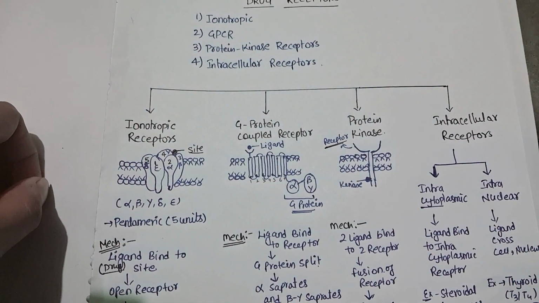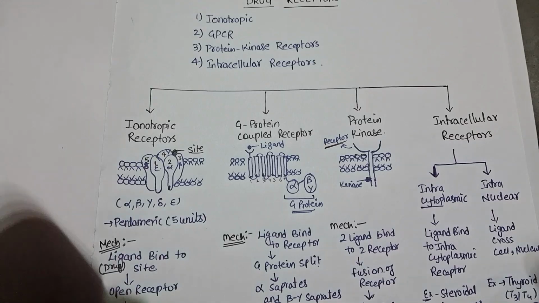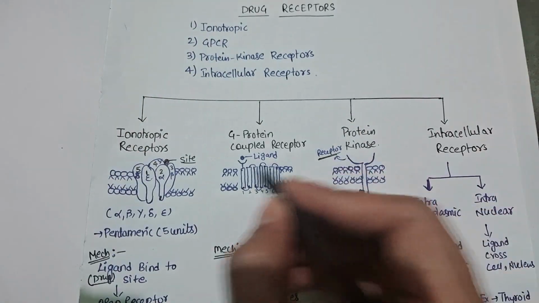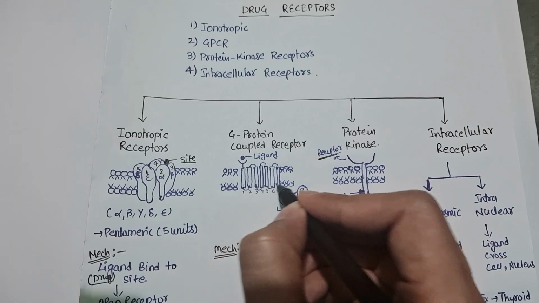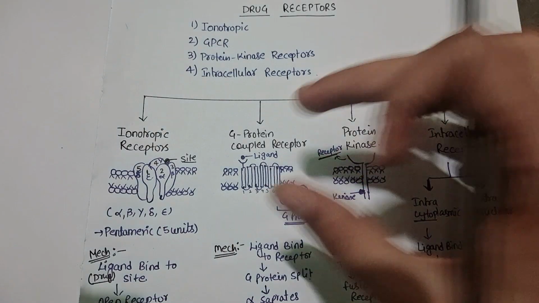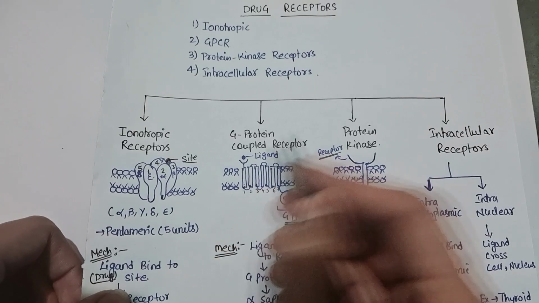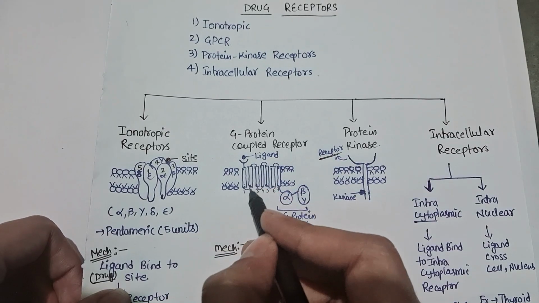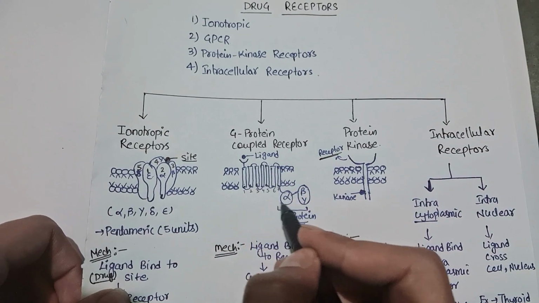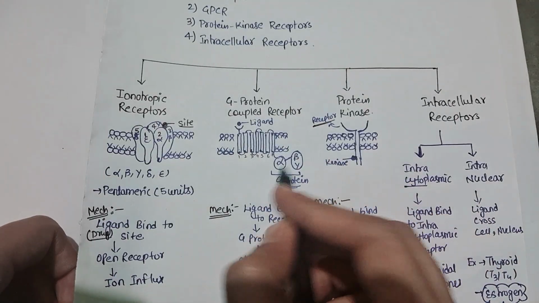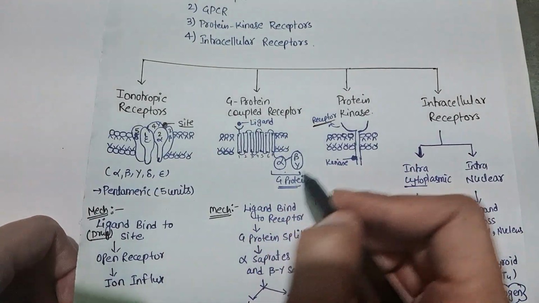G protein coupled receptor. Now look here. This is the most complicated receptor. It is composed of seven transmembrane proteins: 1, 2, 3, 4, 5, 6, 7. These are embedded in the cell membrane. Whenever the ligand binds to the receptor, the signal is carried through this transmembrane protein and reaches the G protein. In the G protein there are three subunits: alpha, beta, and gamma.